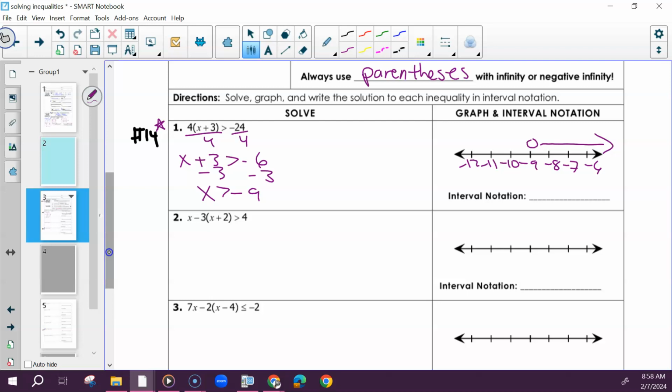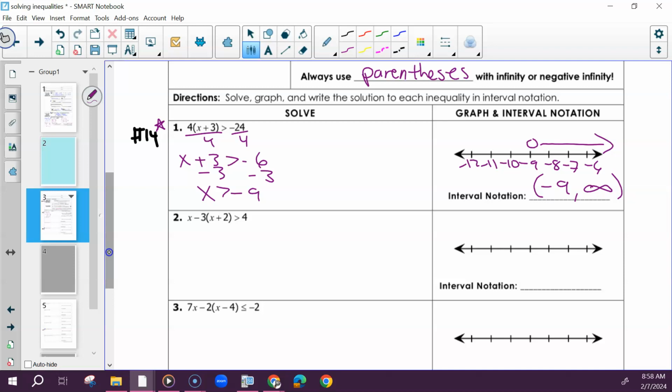This has a circle and it's open, so we're going to use a parenthesis. And then negative 9. And then we're looking at where does this end. So if this keeps going to the right, where does this end? Infinity. And then with infinities, we always use parentheses.